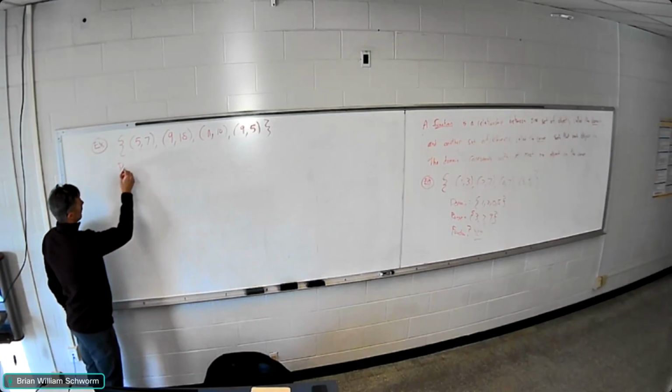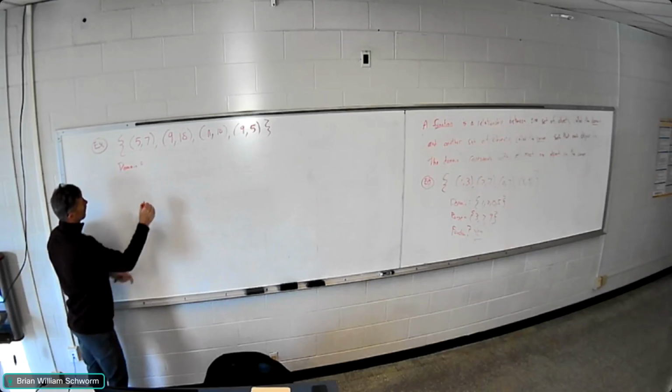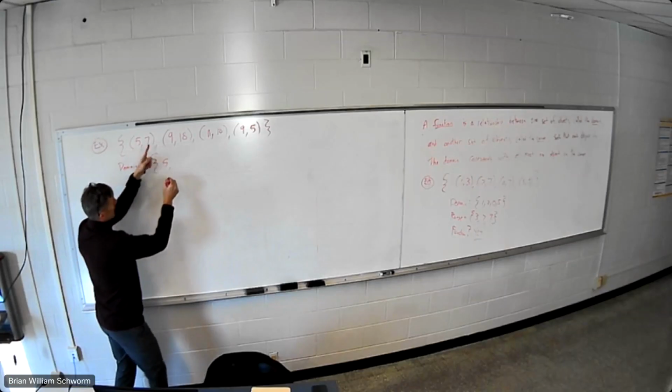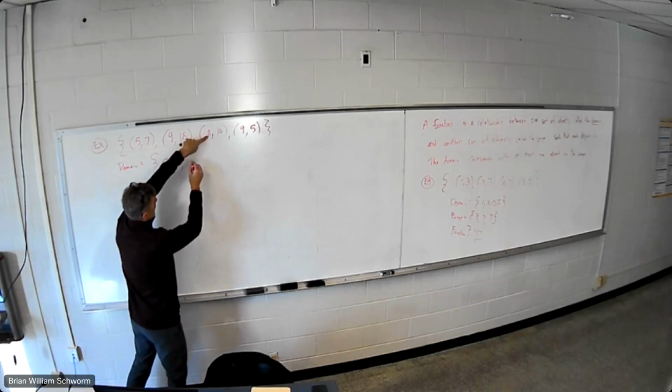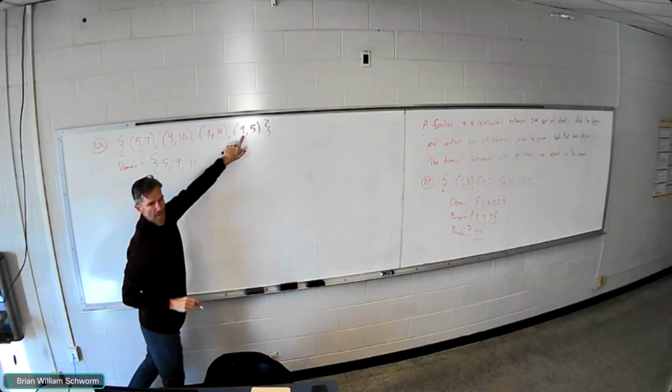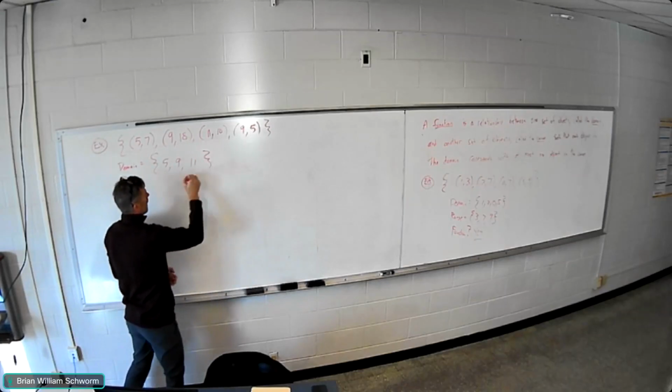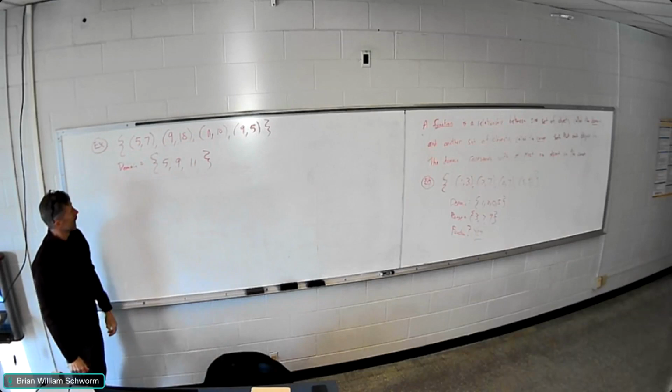First for domain. Well, the first numbers: 5, 9, 11. And then there's another 9. It's already in the list, so I don't need to put it in the list again. I'm just listing out the things that are used: 5, 9, and 11.